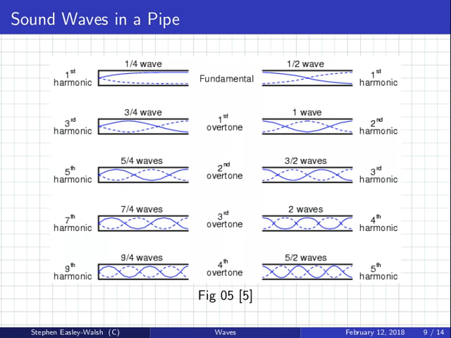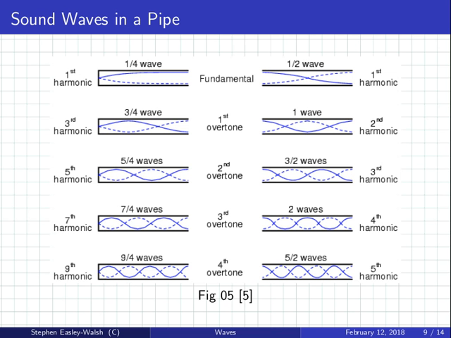Now, this you have to draw. Before you draw it, it's a little bit confusing. We talked about this one here, first harmonic, also called the fundamental. When it's closed at one end and open at the other, we have a quarter wave. Open at both ends, we have a half wave. This is the next picture. How much of a wave do we have?